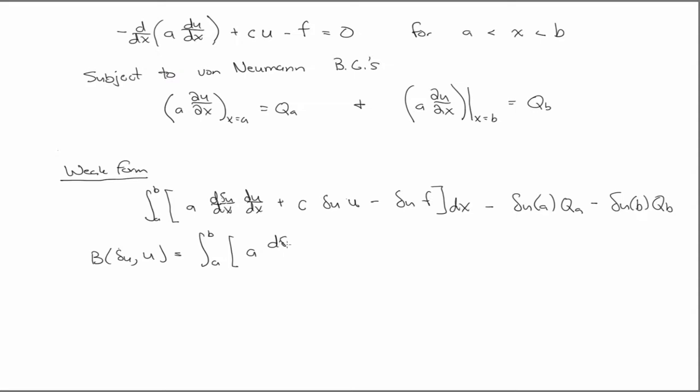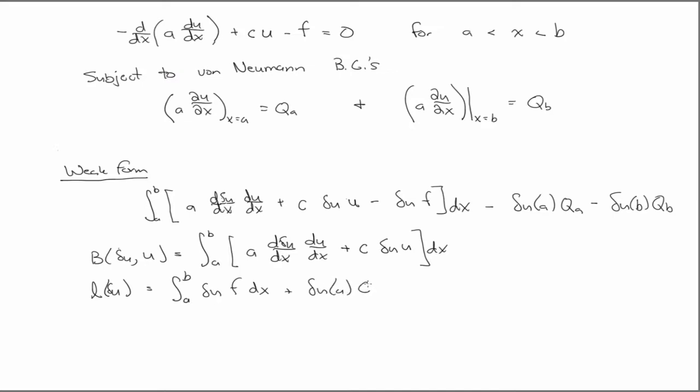When we write it in the bilinear form, we group all terms that have both del u and u together, and then all terms of only del u. And then we solve this variational problem. And then last time, we started to talk about shape functions.